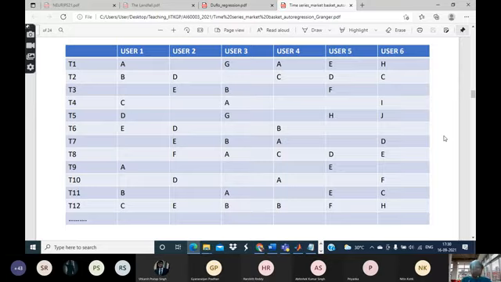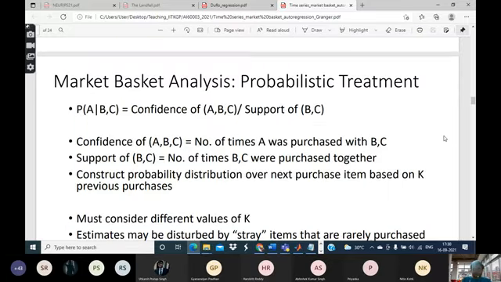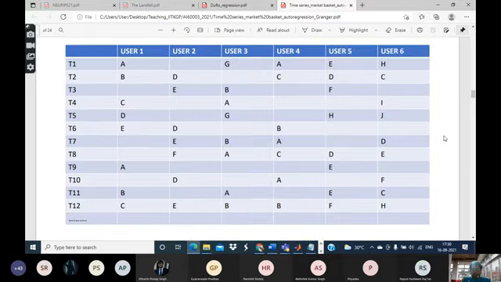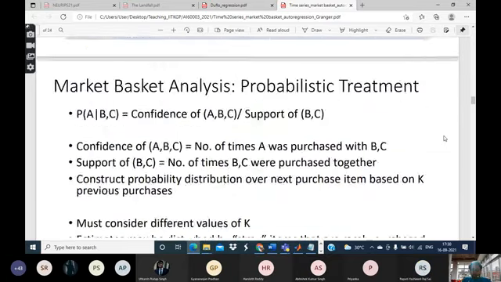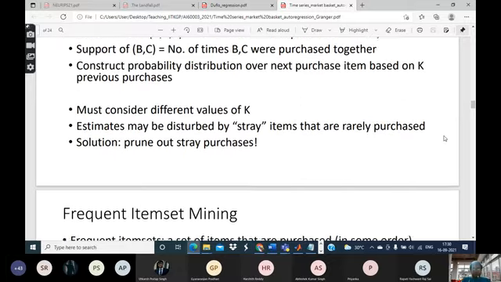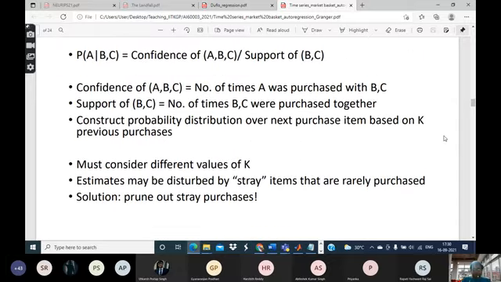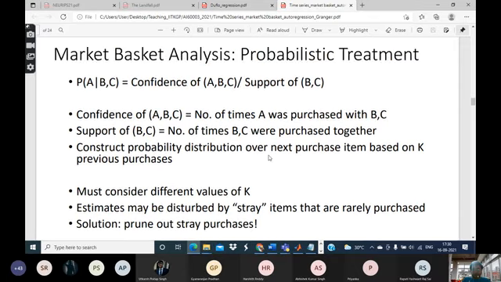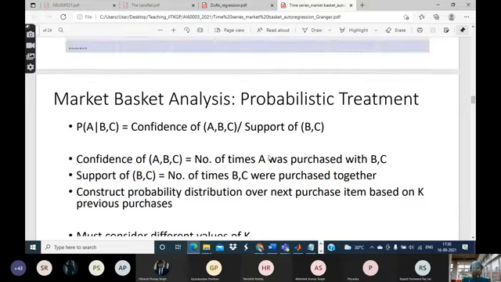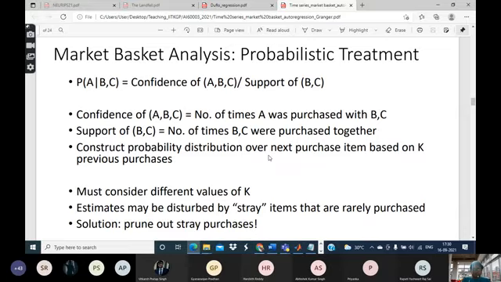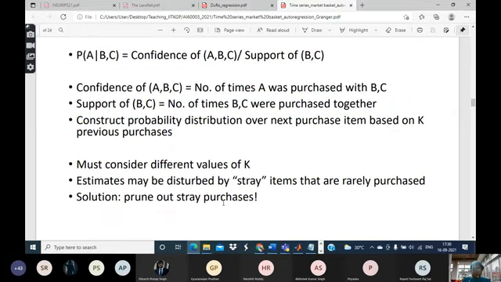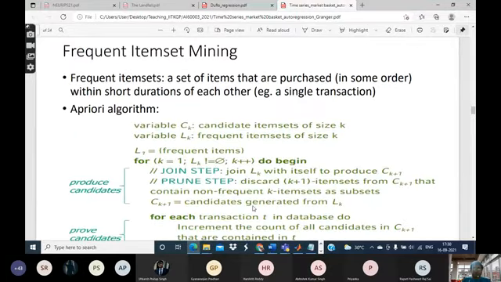So we were discussing this kind of data set, this sequential transaction data set, and the need to build a probabilistic treatment for it to predict the next purchase. As I was saying, the estimates that we make may be disturbed by the stray items or the rare items that are rarely purchased. So the solution to this is to identify which items are rarely purchased, that is these stray purchases, and prune them off.